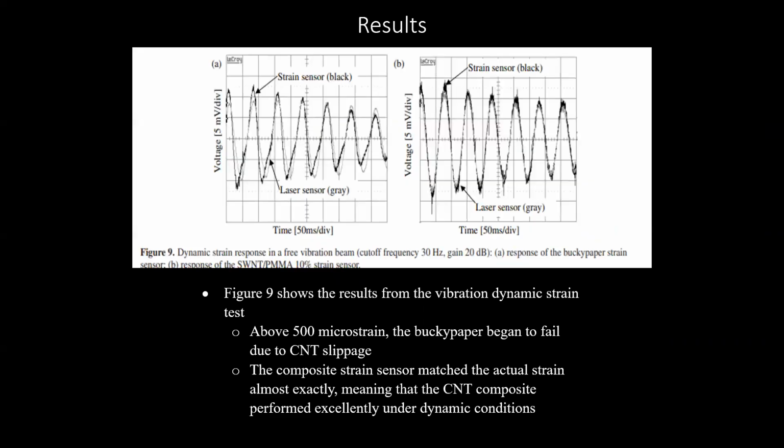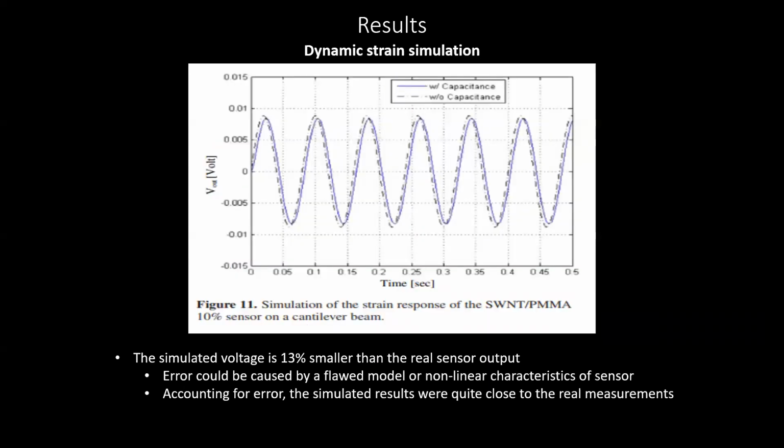These are the resistance measurements from the dynamic strain test. While the Bucky paper was way off the mark, the CNT composite mostly agreed with the real strain recording. This shows that the CNT composites can be used to detect deformation in a moving body quite accurately and reliably.